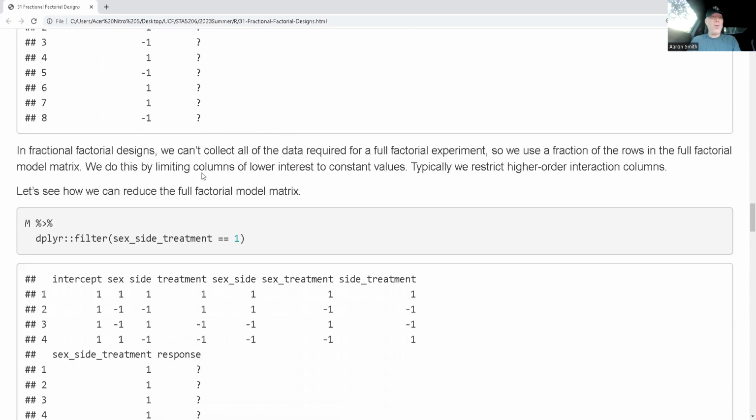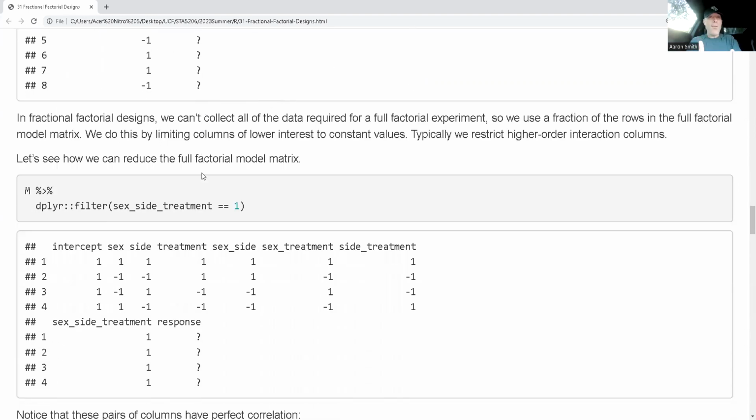Now, when I get down to here, it's impossible for me to statistically tell if the impact of what I'm seeing is coming from the intercept or sex side treatment. It's impossible for me to distinguish sex from side treatment interaction. It's impossible for me to distinguish side from sex treatment from a statistics point of view. It's impossible to use the data to distinguish between treatment and sex side.